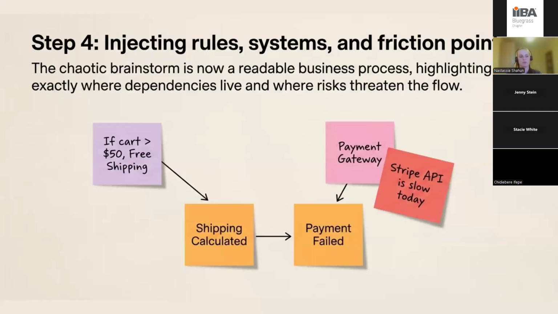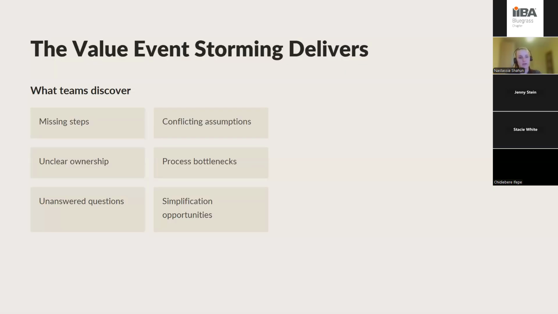Because you might be wondering, okay, we just created one more flow diagram, right? And what's next? What's the value? How can I talk my team into having something like that? So at this point, the board starts giving us real value because we can see missing steps, we can see conflicting assumptions from various departments or teams. We can have a clear view on unclear ownership, unanswered questions, or process bottlenecks.